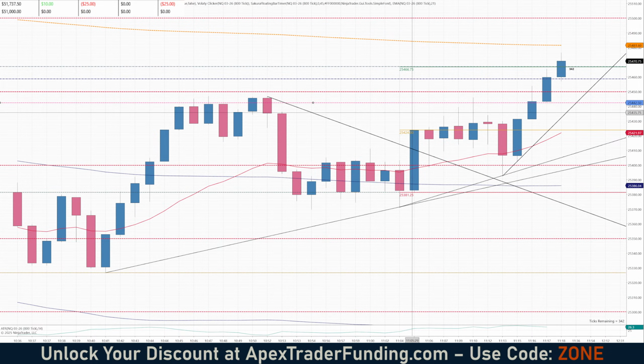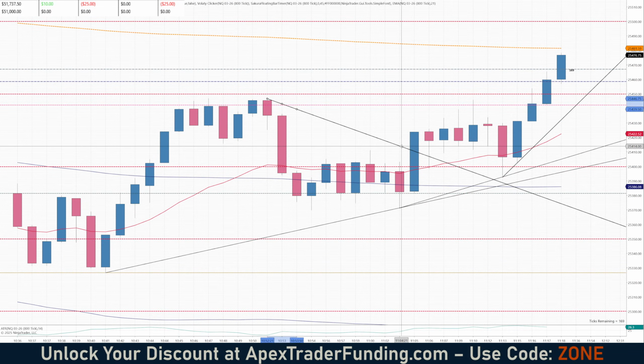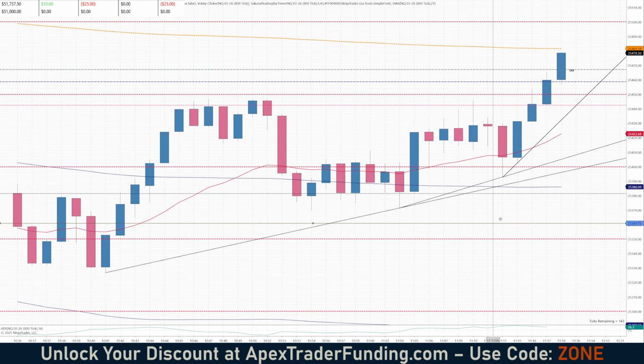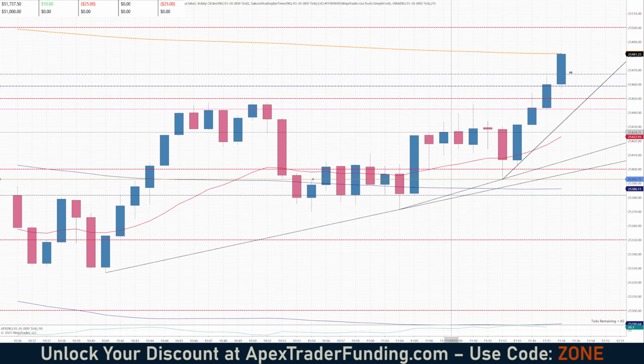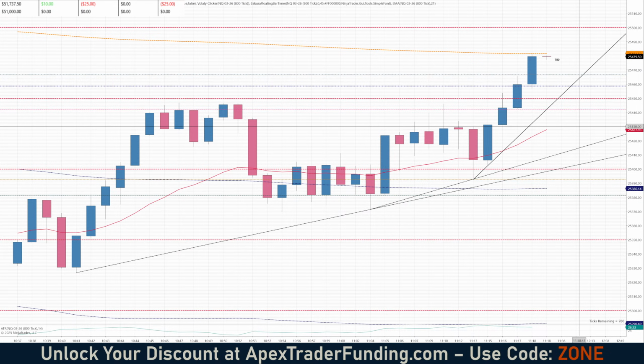Alright, we're back underneath VWAP. Let's see what we do here. Keeping track of the runner. Moving up golden ruler. Alright, we just tagged VWAP.